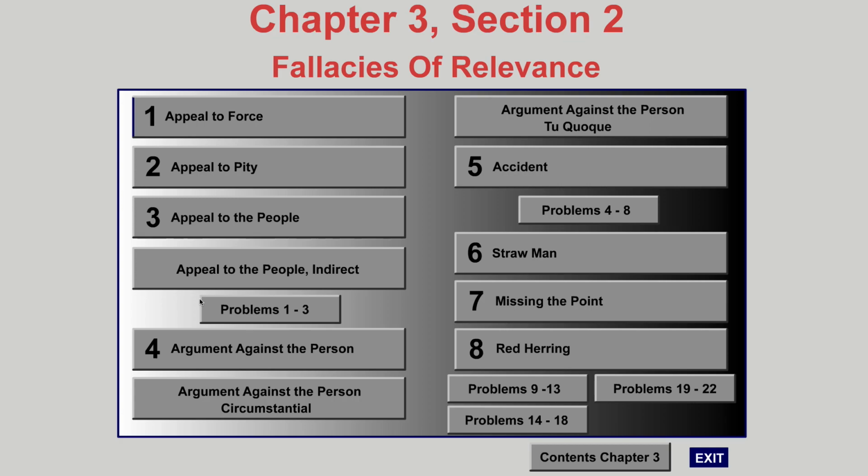If you have any questions, do let me know. Again, we will be looking next time at an extra set of problems, but we have gone through the first 8 fallacies given in the chapter.